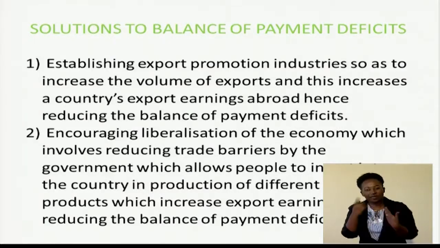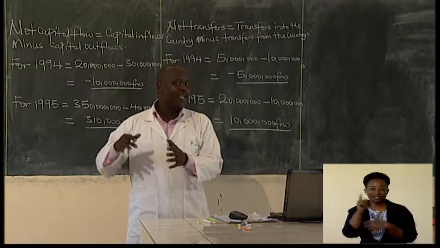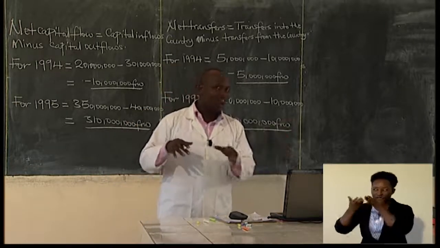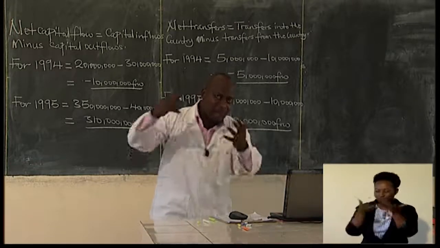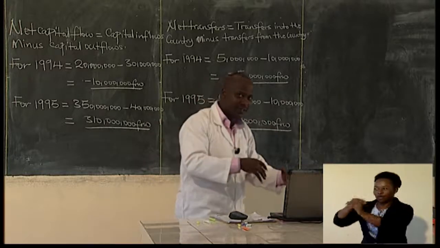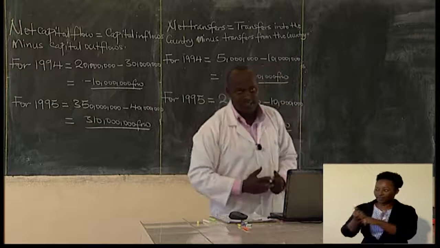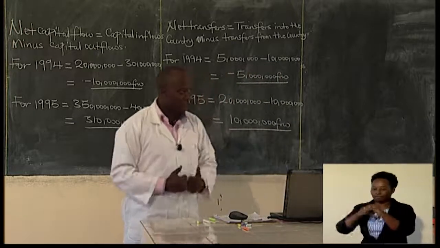What is balance of payment deficit, learners? Someone is telling us that balance of payment deficit is where the total expenditure on imports is greater than the total receipts on export. What a country spends on buying goods and services from other countries is greater than what it earns when it sells its goods and services to another country. That is what we call a BOP deficit.